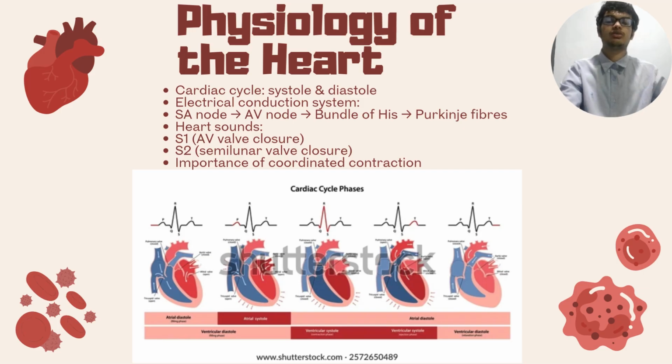The heart sound is produced by valve closure. The first heart sound, S1, which is the lub, occurs when the atrioventricular valves close, while the second heart sound, S2, which is the dub sound, occurs when the semilunar valves close. This precise coordination ensures the efficient pumping of blood throughout the body.